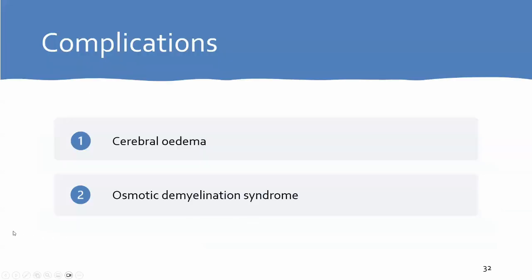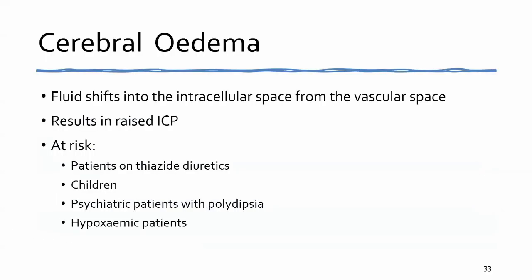All right, then the complications. So the first one is cerebral edema. This is the result of fluid shifting into the intracellular space from the vascular space across the osmotic gradient. It results in raised ICP, and as we said earlier, this is from the rigid constraints on the brain by the skull. And patients who are most at risk are those on thiazide diuretics, children, psychiatric patients with polydipsia, and hypoxemic patients.